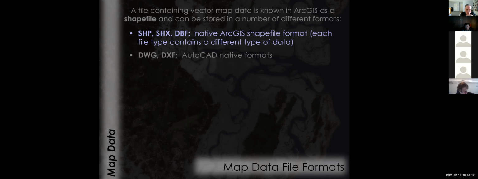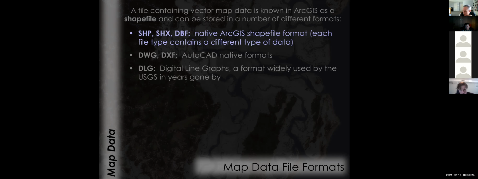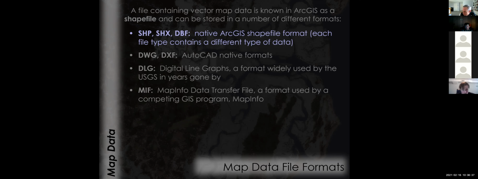There's also DWG or DXF, which are the native AutoCAD formats, which can be used directly in ArcGIS. DLG, which is short for digital line graphs, which is a format that was widely used by the USGS in past years. You have MIF data, which is MapInfo data transfer file. It's a format used by a competing GIS program known as MapInfo, which is not used very widely anymore.